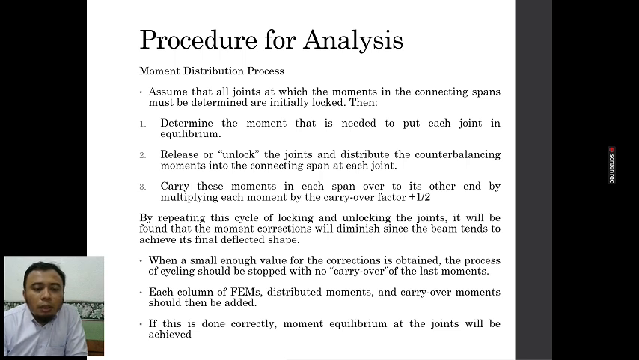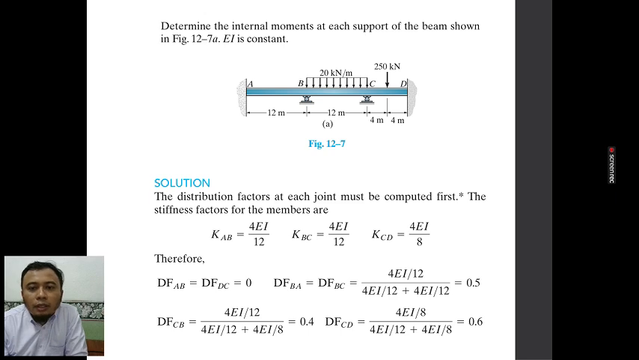Each column of FEMs, distributed moments and carryover moments should then be summed up, each column for the joints. If it is done correctly, moment equilibrium at the joints will be achieved. You can see at joint B, for example, there's a balance here. In the next video, we will talk about this example.